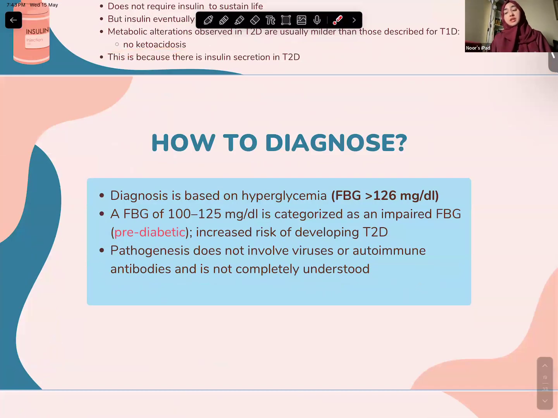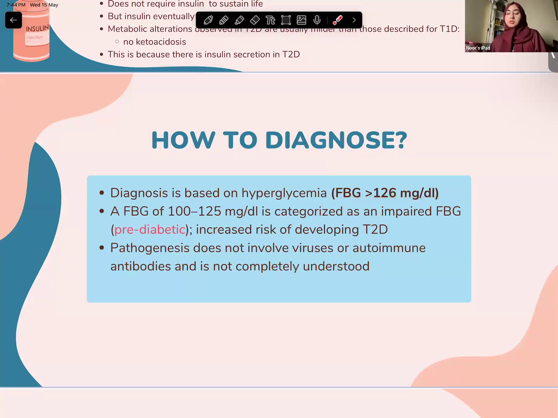Okay, now how do we diagnose type 2 diabetes? As already mentioned above, if fasting blood glucose is more than 126, it means the patient has type 2 diabetes. A fasting blood glucose of 100 to 125 is an impaired fasting blood glucose level, and it is also known as pre-diabetic. Pre-diabetic means about to turn into a diabetic patient if not taking proper treatment or proper actions or dietary modifications during that time, that can have a high risk of type 2 diabetes. Okay, but remember, more than 126, you diagnose diabetes.